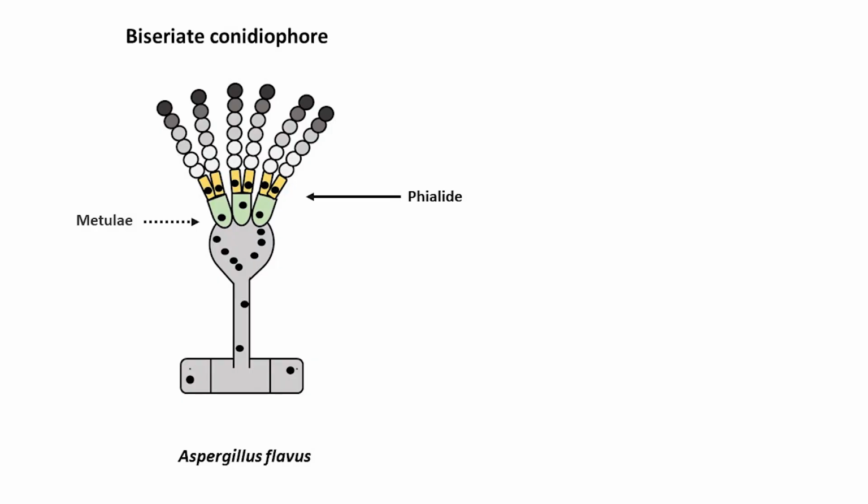And I think it's very exciting that only one conidiophore can produce more than 10,000 conidia. Conidiophore that has both rows of cells, metulae and phialides, is termed biseriate. Biseriate means two rows of cells. For example, Aspergillus flavus has this kind of conidiophore.